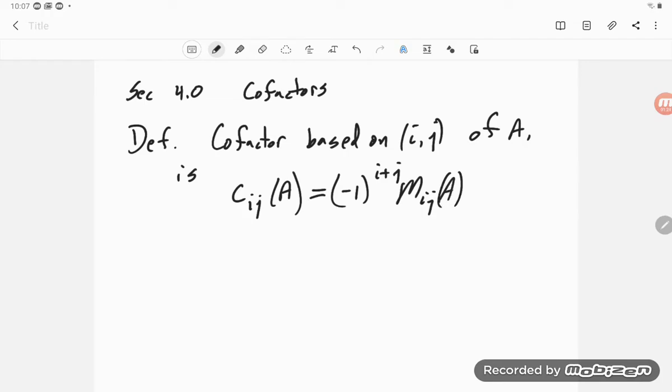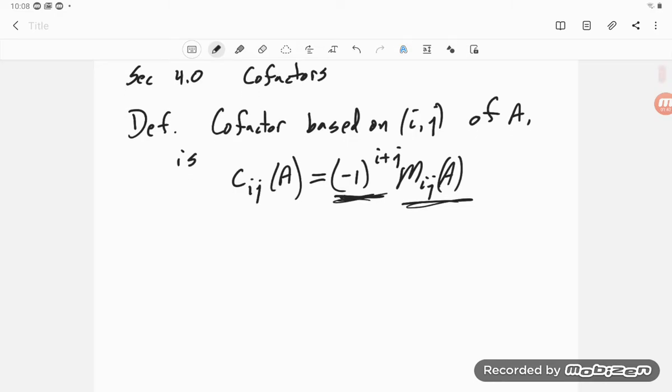Okay, so remember in the definition of the determinant, we always have this thing, that -1 to the i plus j, and then we also have the minor ij for that determinant of the submatrix. This just combines the two into one thing. That's all a cofactor is. But then with that, they make a new theorem.